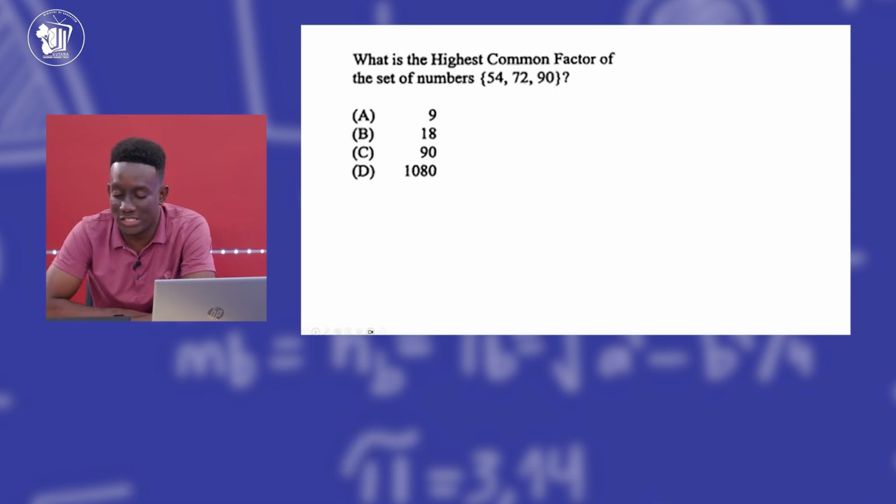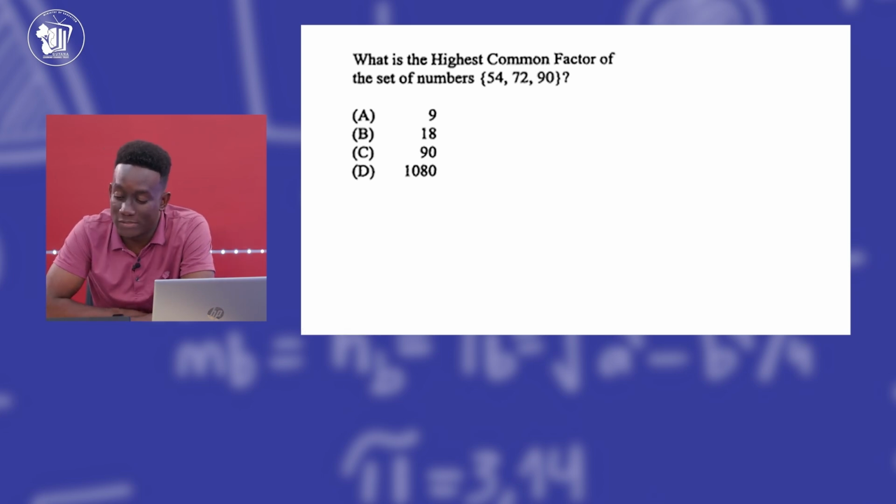The next question says, what is the highest common factor of the set of numbers 54, 72, and 90? When we think about factors, we're thinking about numbers that can divide a number without leaving any remainder. And they want the largest number that can do that.